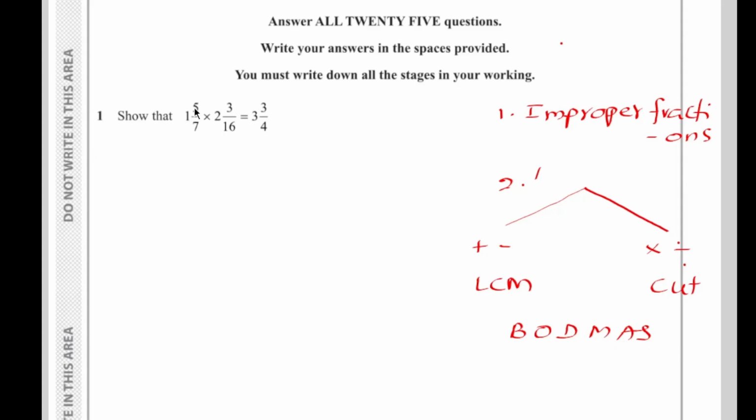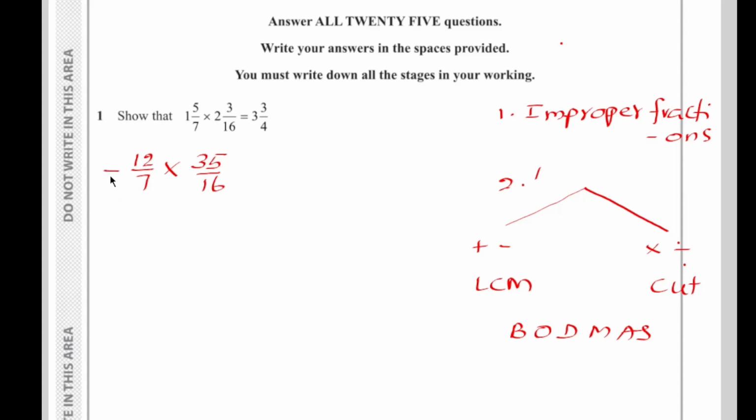Right, let's see this question. This is 1 5/7. According to this list, I have to convert this into an improper fraction. 7 times 1 is 7, 7 plus 5 is 12. So this fraction comes as 12 over 7. Then 16 times 2 is 32, 32 plus 3 is 35. This is how we convert into an improper fraction. We multiply these two and add this one: 7 times 1, 7, plus 5, 12; 16 times 2, 32, plus 3, 35.